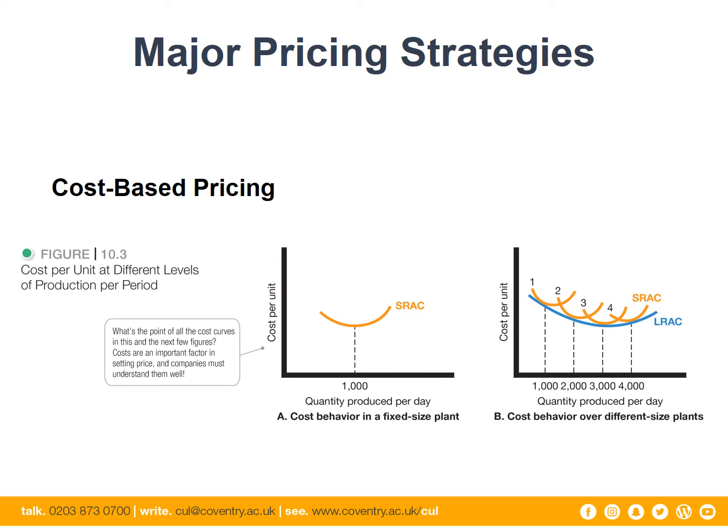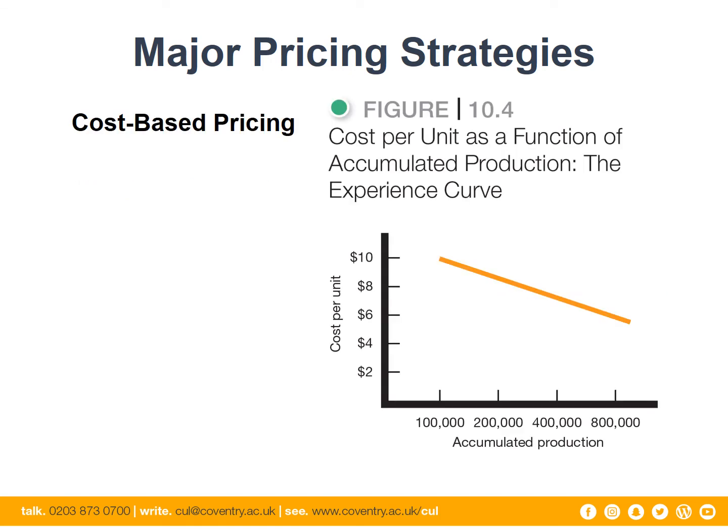So cost-based pricing here, in terms of cost behavior in a fixed size plant, we're talking about the cost per unit decreases as the quantity increases. And then cost behavior over different size plants, depending upon the size of the plant, generally speaking, again, as the quantities increase in terms of production, the overall costs per unit up to a certain level will decrease. So again, if we look at here, this is exactly what we were talking about, cost per unit as a function of the accumulated production, the experience curve.